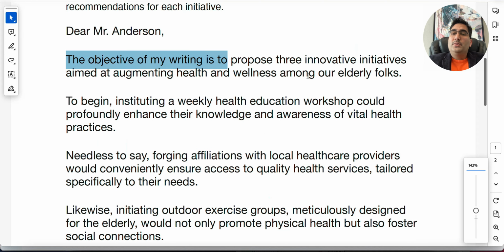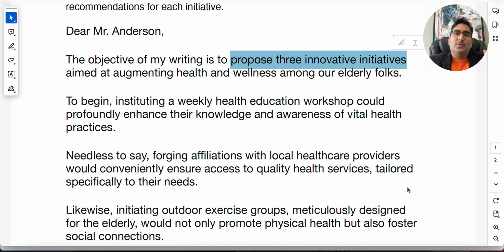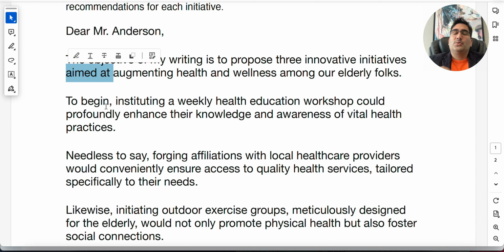And then propose 3 innovative initiatives. Now here you directly get into the point. This is what I'm going to do in my email. So beautifully done. And look at the vocabulary, innovative initiatives. Instead of just saying some new things I want to tell you, no, he's using advanced words, and they will count towards a lot of points. Aimed at, again, a better phrasing, aimed at together is a great phrase to use instead of saying, initiatives that will do this.